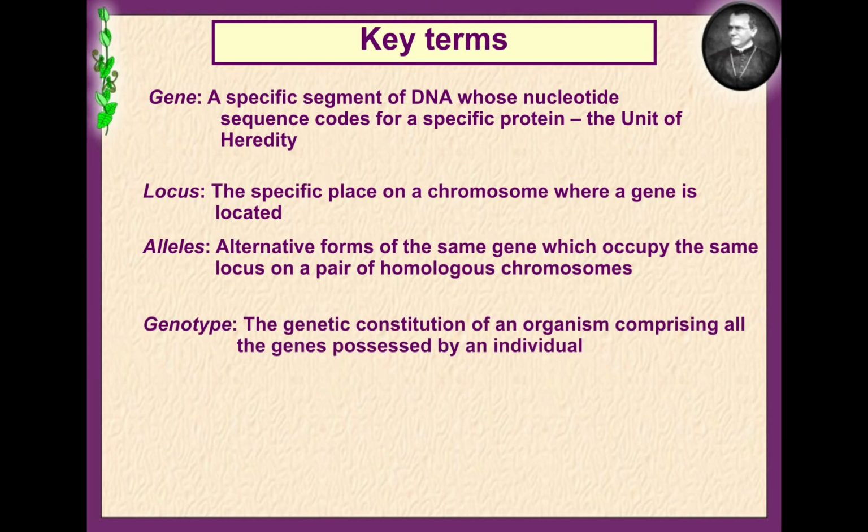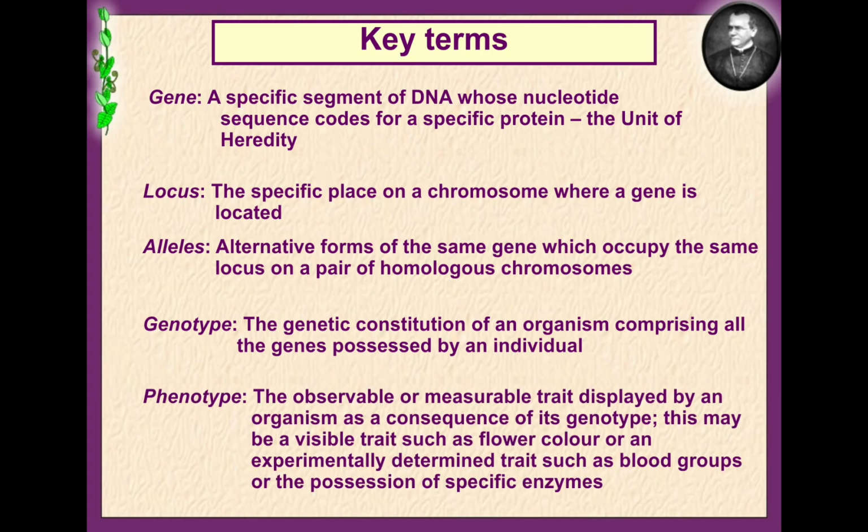A genotype is the constitution of an organism comprising all the genes possessed by an individual, and the phenotype is what is observable or measurable in terms of that trait. Feel free to pause the video at any stage to reread these key definitions, and there's going to be more on the next slide as well.